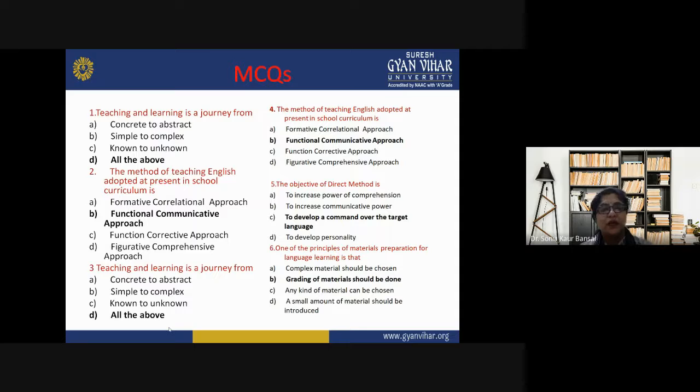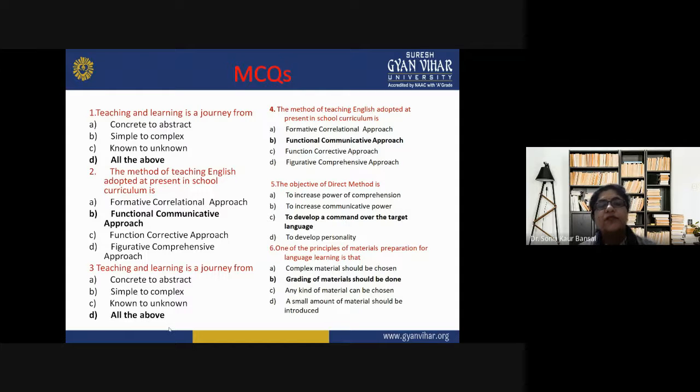Now let's have a look at some MCQs, students, that are very important and taken from general English, not especially from the direct method only. So just understand how it is working. Question 1 is related to teaching and learning is a journey from concrete to abstract, simple to complex, known to unknown. So the answer is all of the above.